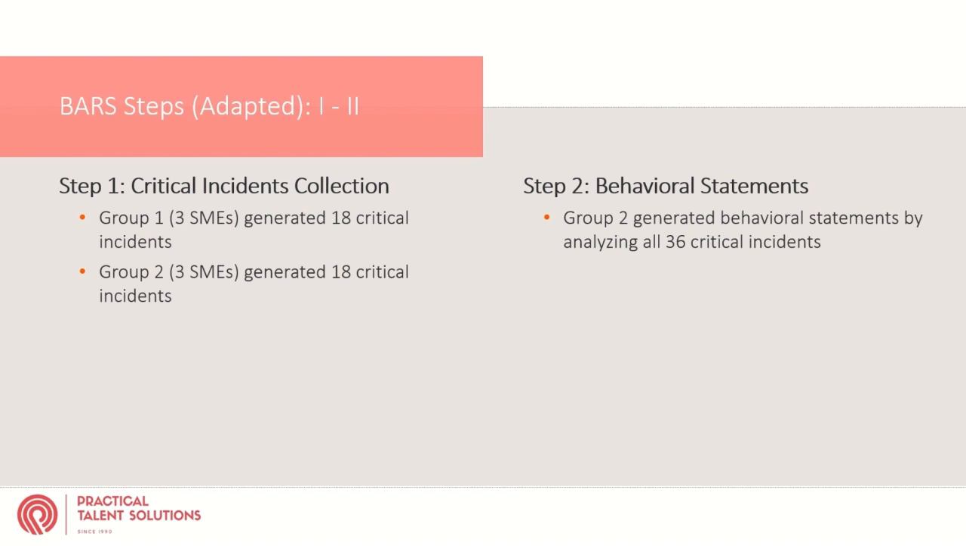For step 2, Group 2 utilized all 36 critical incidents to generate behavioral statements. One example of a critical incident could be failing to prioritize tasks effectively. A student often procrastinates and leaves crucial project components until the last minute, resulting in mediocre work. Converting that incident to a behavioral statement, we could end up with something like: could be expected to engage in procrastination, routinely underestimate tasks, and miss deadlines frequently.